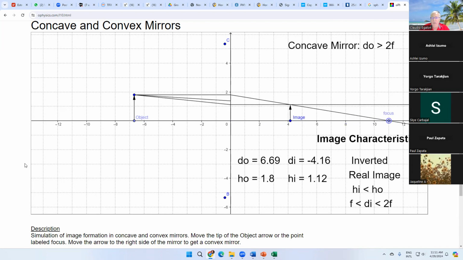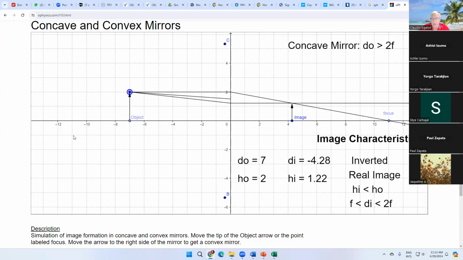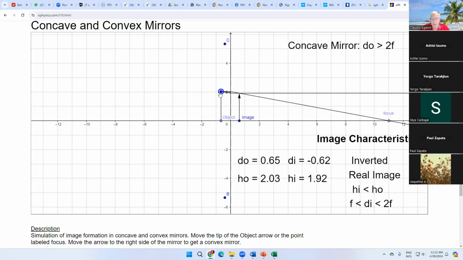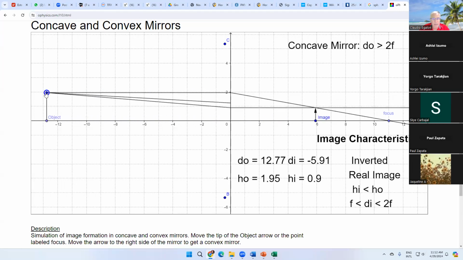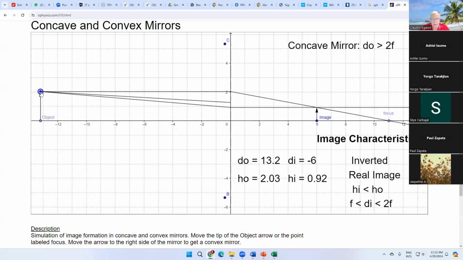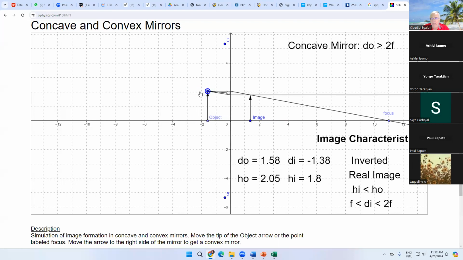This mirror works in a rather simpler way than the other mirror. Why is that? Because the image will always be smaller than the object, always. No matter where the object is located, the image will always be smaller. And we can see that from the equation as well. See how it behaves?